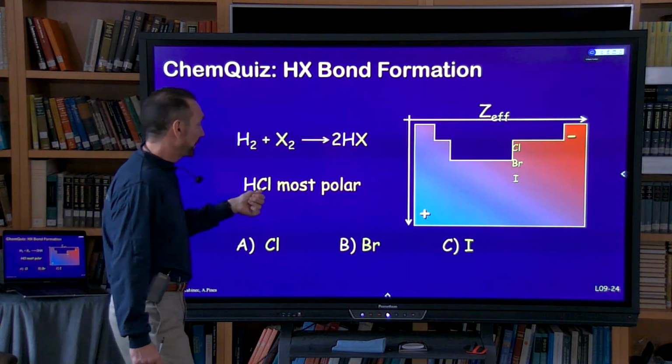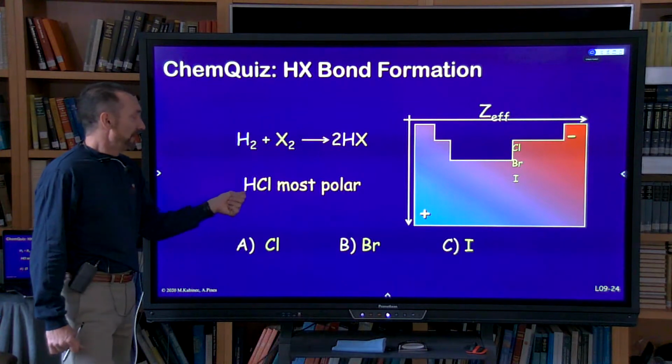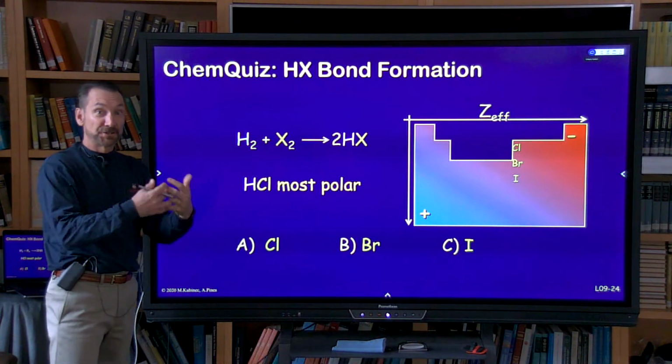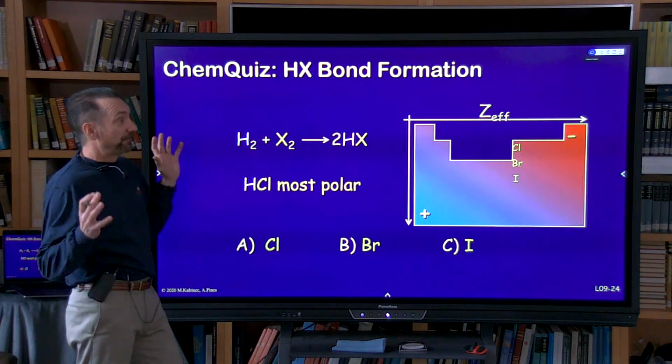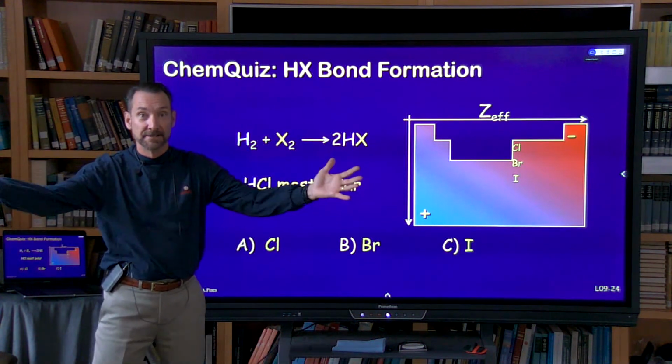So chlorine is the most electronegative. It pulls electrons away the most. Iodine pulls them away the least. This is the most polar interaction. That's the strongest bond. And if you're forming those strong bonds, that's releasing energy.